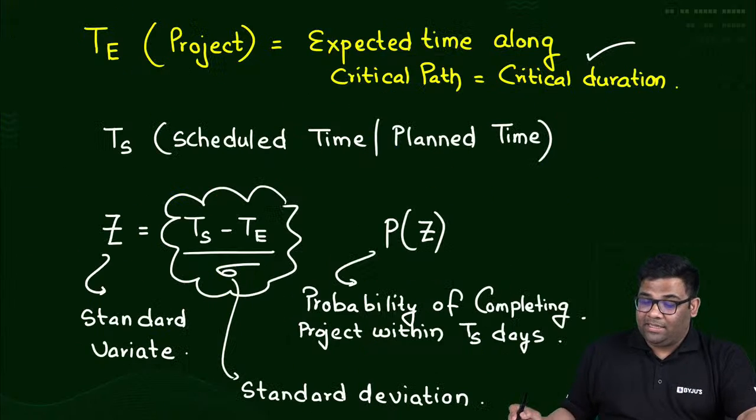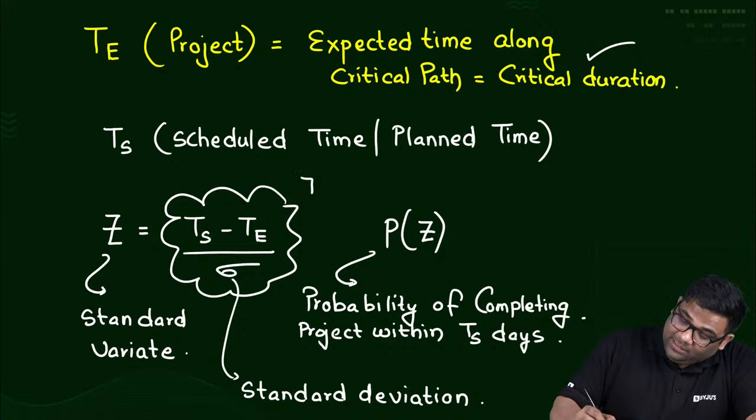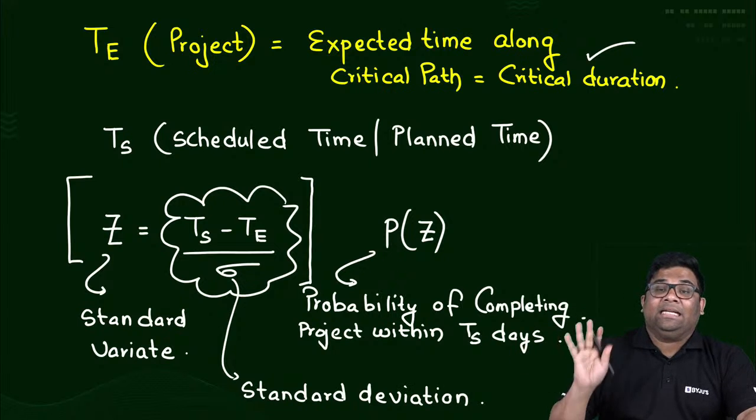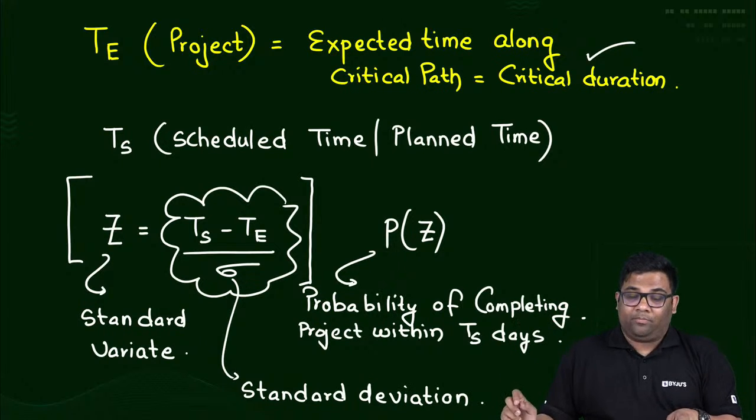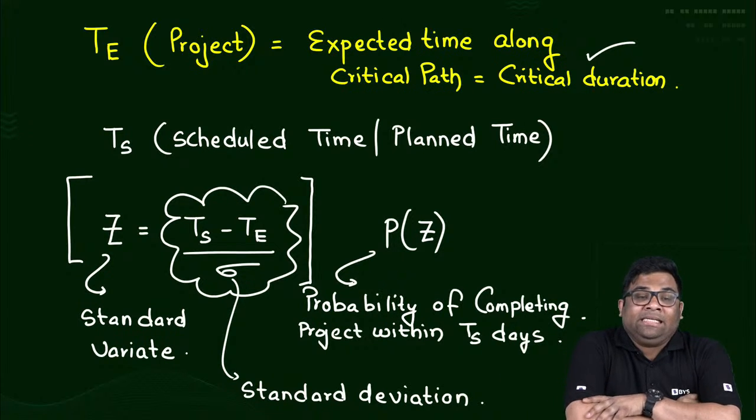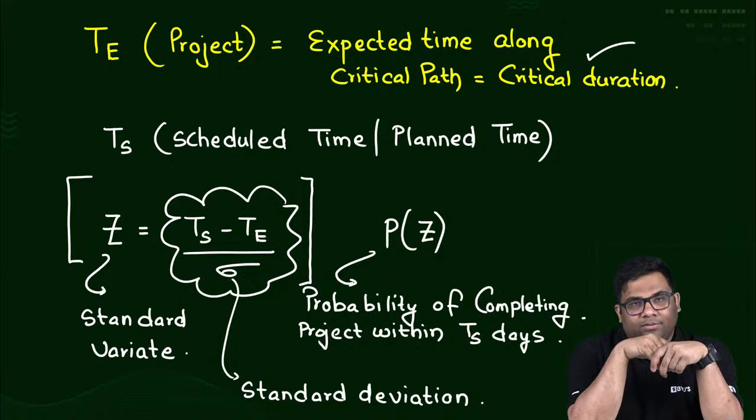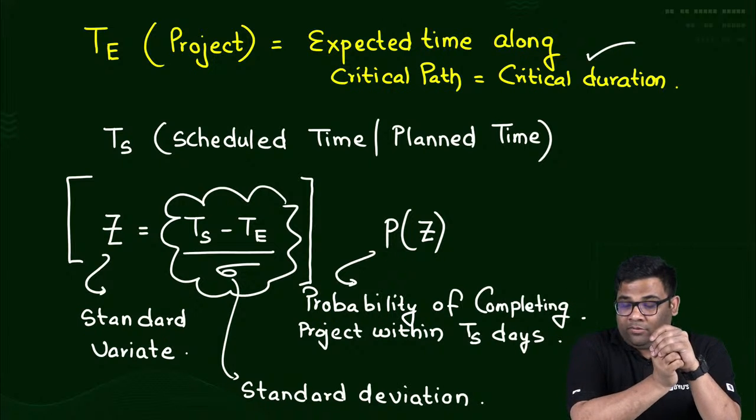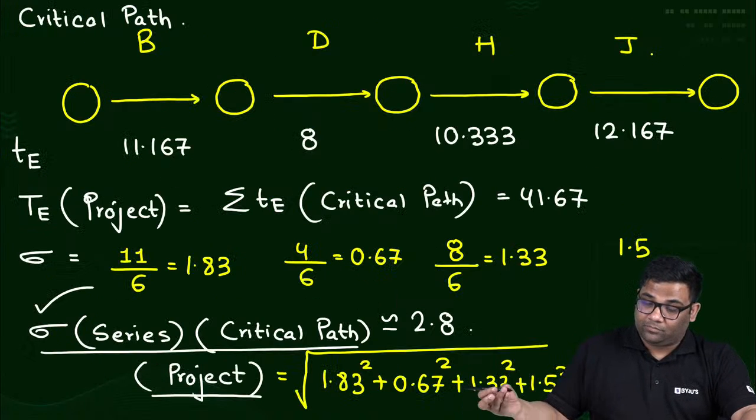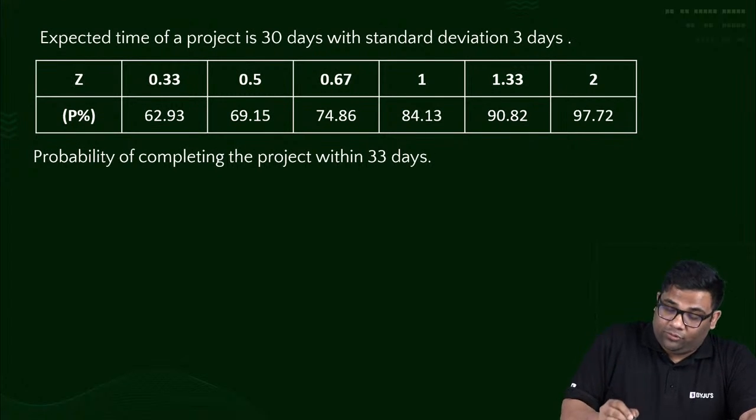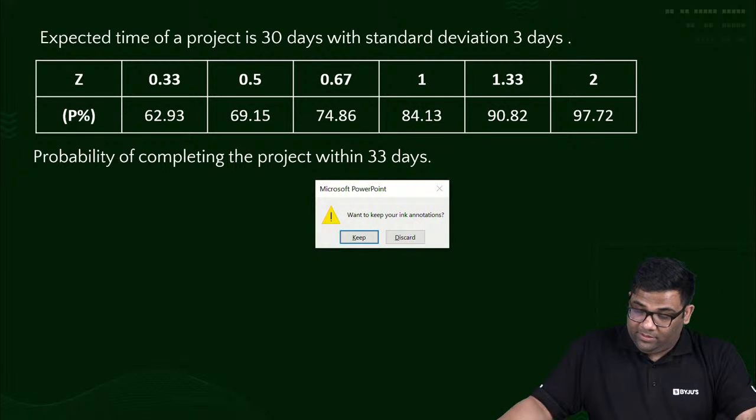So in this equation, if a network is given, you can easily find out TE and sigma. Yes or no? Okay, so we'll leave it here and take a break now. After the break, we'll be solving this question.